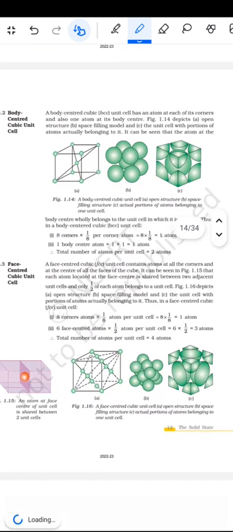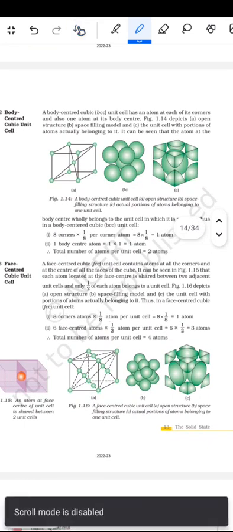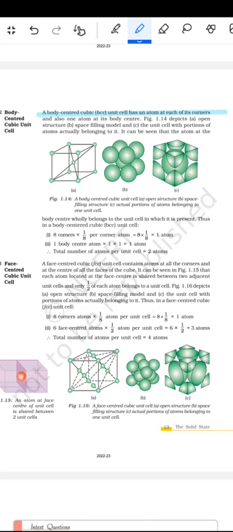अब बात करते हैं बॉडी सेंटर्ड क्यूबिक यूनिट सेल. तो बॉडी सेंटर्ड क्यूबिक यूनिट सेल, BCC यूनिट सेल, has an atom at each of its corners and also one atom at its body center. Figure 1.14 depicts open structure of space filling model and the unit cell with the portion of the atom actually belonging to it. It can be seen that the atom at the body center wholly belongs to the unit cell in which it is present.